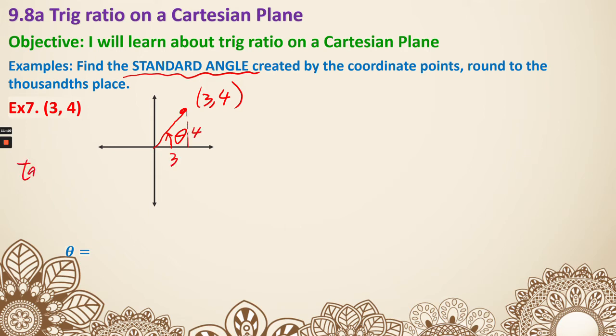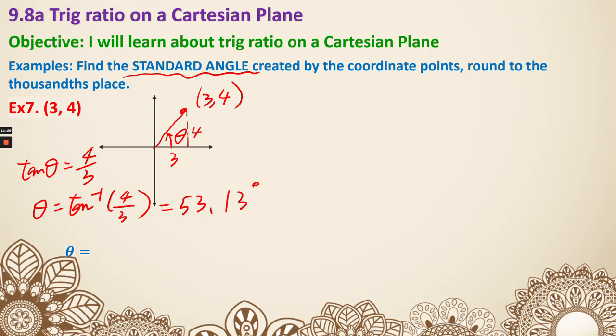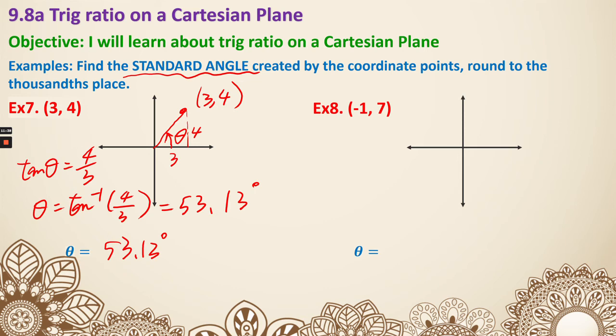Clearly, we can use the tangent, and tangent theta is 4 over 3. So in order to find theta, I just need to take the inverse tangent of 4 over 3. That's going to give me 53.13 degrees. And since that is already the standard angle, I don't need to change anything. 53.13 degrees.